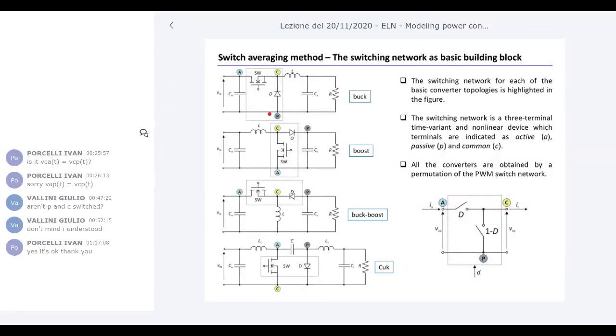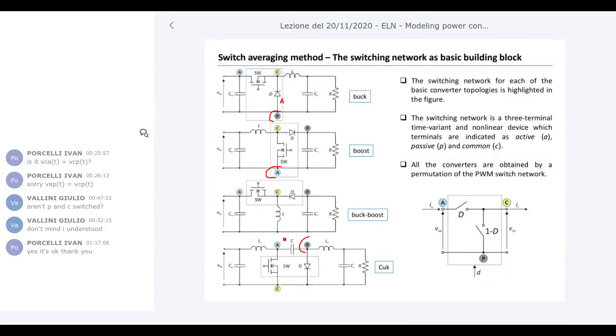So it's not important the polarity of the diode. For example, here the passive node in the buck is connected to the anode. Okay, here it is connected to the cathode, but anyway, it's connected to the passive switch. Here, the active node is connected to the source of the switch, and this is connected to the drain. But the active node is always connected to the active switch. Okay, so the general description is that you can have this kind of network.